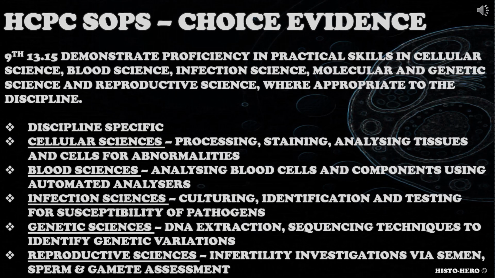The ninth standard is, demonstrate proficiency in practical skills in cellular science, blood science, infection science, molecular and genetic science and reproductive science, where appropriate to the discipline. To meet this standard you need to demonstrate proficiency in practical skills in your discipline. How can you demonstrate proficiency in your practical skills? What practical skills can you perform in your department? Consider direct observation, day-to-day tasks you are trained on, audit, quality assurance, equipment operations, record keeping, compliance, supervision and training.